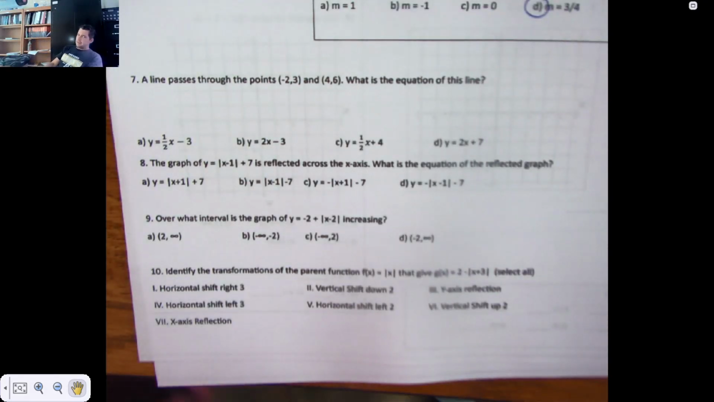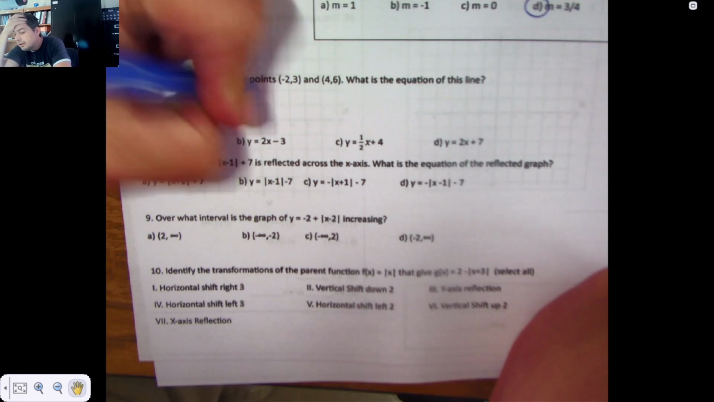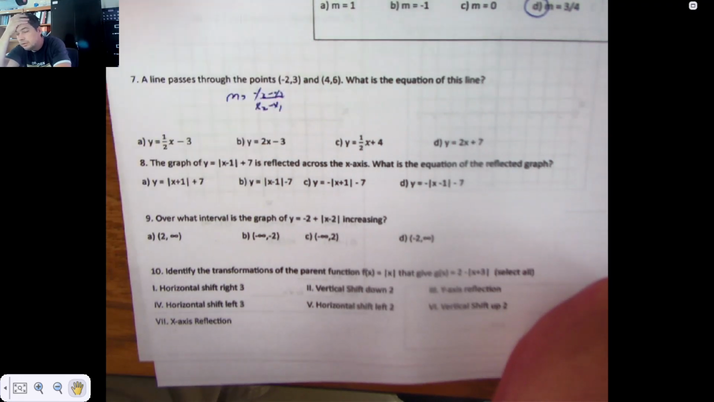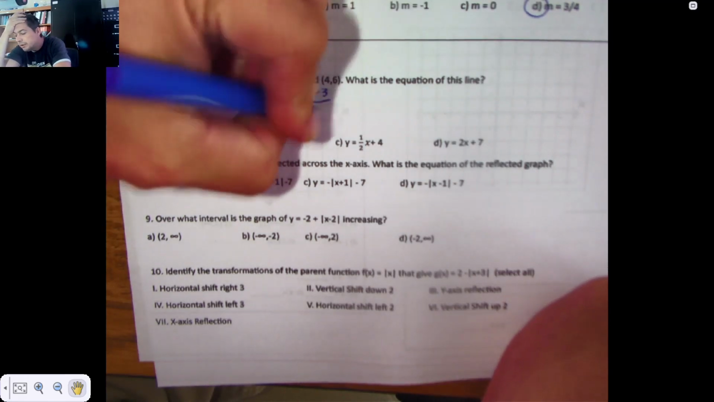A line passes through the points -2, 3, and 4, 6. What was the equation of this line? The first thing you got to do is find your slope. There's a formula for that. You've been supposed to know that since you were a little kid. y2 minus y1 over x2 minus x1. So 6 minus 3 over 4 minus a -2.